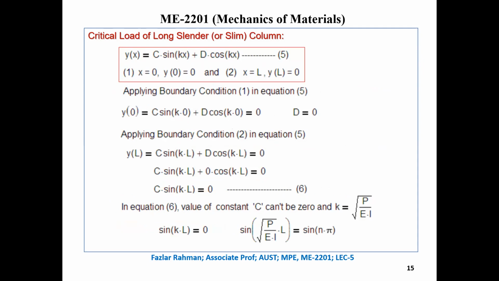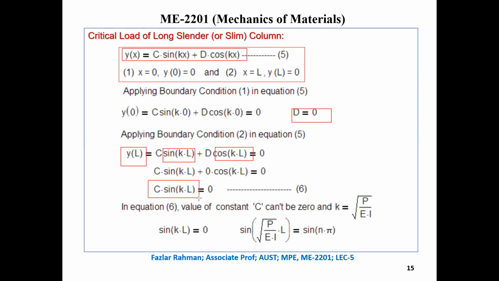What is our second boundary condition? X equal to L, y(L) equal to 0. So our main equation is this equation. Over here we will put x equal to L. So you get y(L) = C sine kL + D cos kL. But we already found D equal to 0, so this will be 0. So now you are getting C sine kL equal to 0.